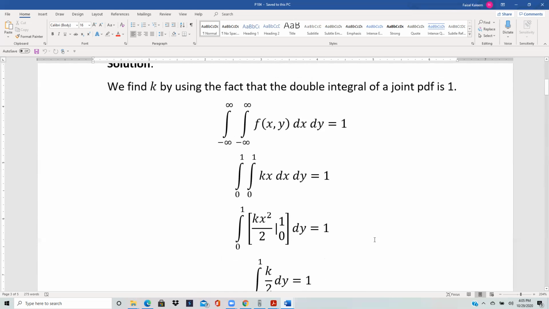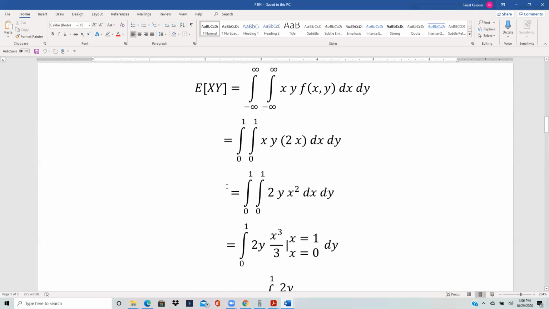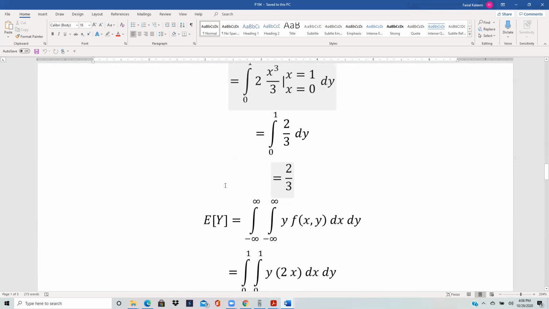Now there is a shortcut for this particular problem, and that shortcut is always available for a covariance when certain conditions hold. There are two conditions needed to apply that shortcut. One is that you should be able to separate out the PDF as a function of x times a function of y. Remember, this PDF came out to be 2x, which can be written as 2x times 1. So that's a function of x times a function of y.